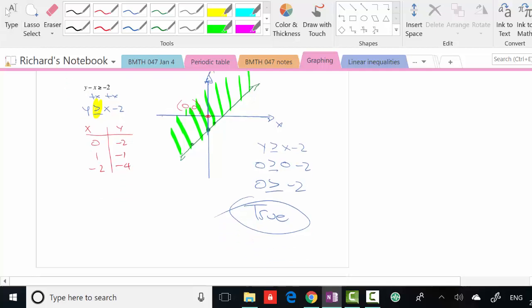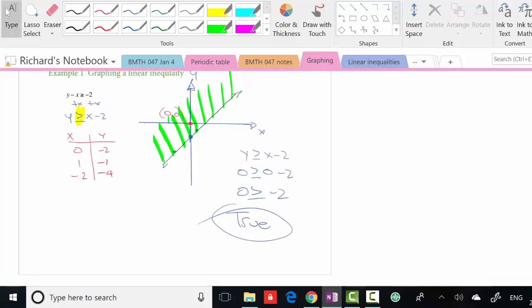Well, let me just explain that last point. But what about a value that's on the boundary line? Well, let's take a look at the ordered pairs. The ordered pairs were used to generate the boundary line. So I'm just going to take a look at the first ordered pair, 0 and minus 2.